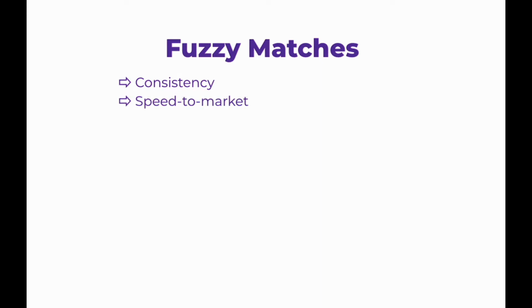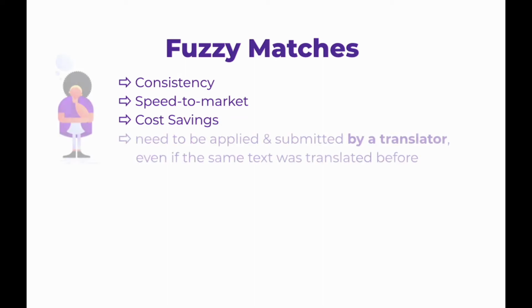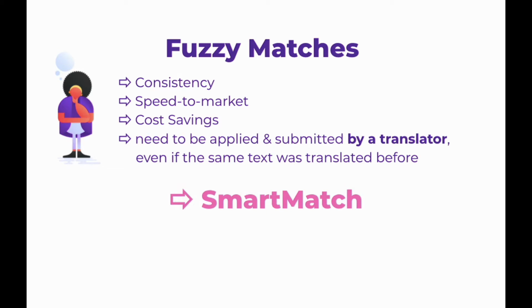They also help speed up the translation process because your translators only need to make small adjustments to an existing translation. The more similar the match, the less time the translators need to spend on it. That being said, even if the exact same text has already been translated before, a human translator still needs to check and save the pre-existing translation from a fuzzy match. So you might want to automate this process further, and this is where SmartMatch comes into play.